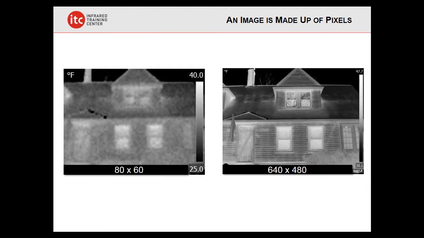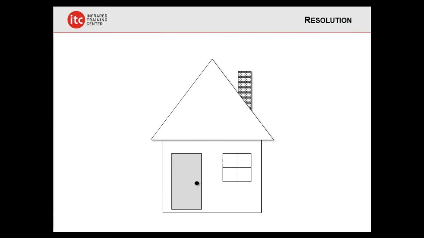And depending on the size of what's called the focal plane array dictates how many detectors you may have. On the lower end, you might have an 80 by 60 focal plane array, perhaps on the higher end a 640 by 480. And that's how many pixels there are across both the horizontal and the vertical in the image. More detectors essentially means capturing more thermal detail, but that's just one part of the resolution equation.